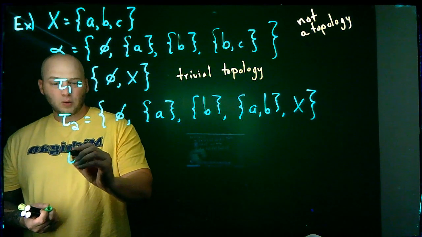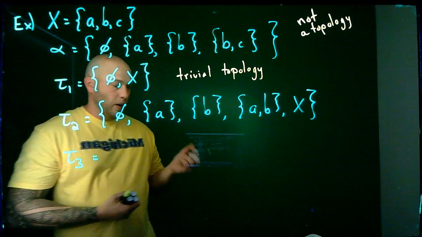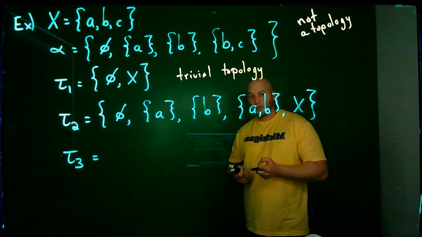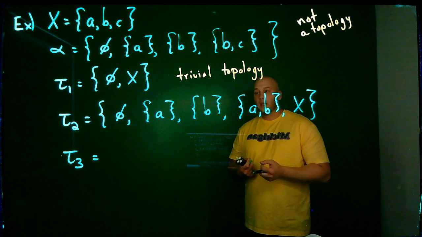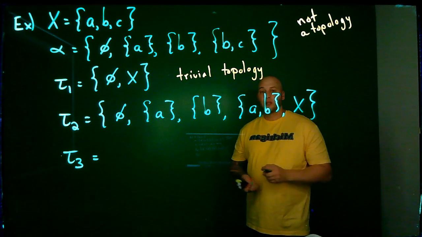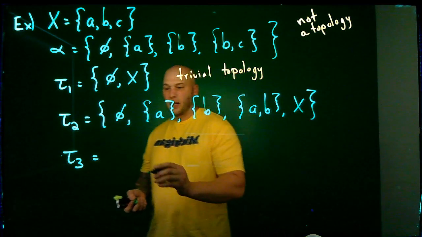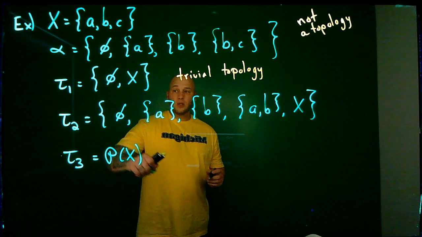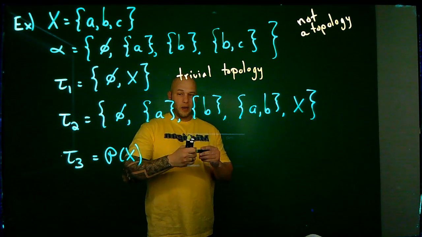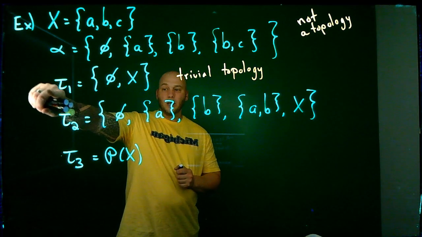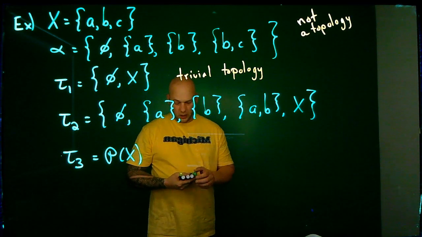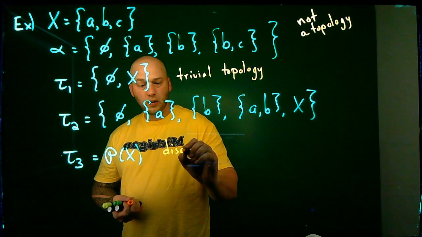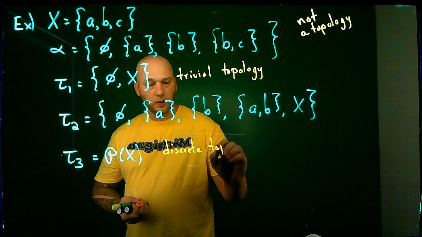Tau 3, let's just do one more example. Well, remember that a topology consists of subsets of X, right? Well, what if I said the collection tau 3 consists of every single possible subset of X? In other words, the power set of X. Well, this is the other extreme from the trivial topology, where that is as small as possible, and tau 3 in this case would be as big as possible. And this one also has a name called the discrete topology.